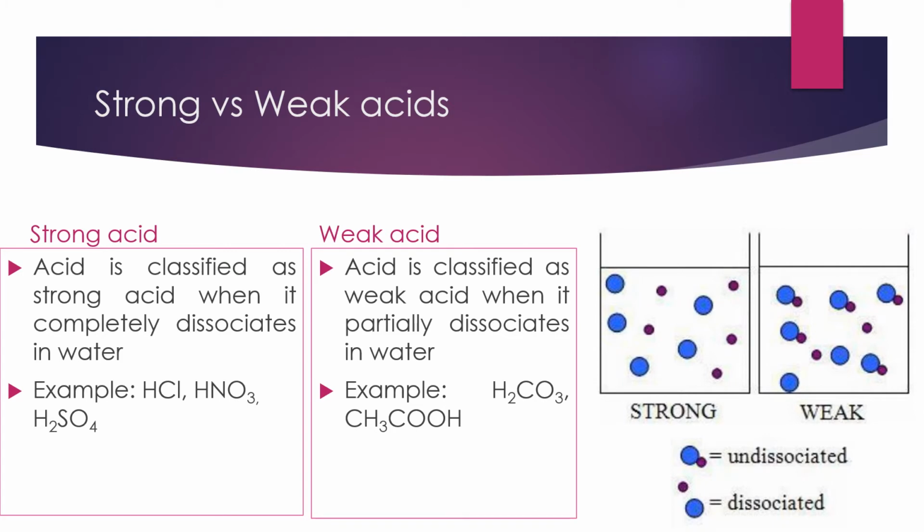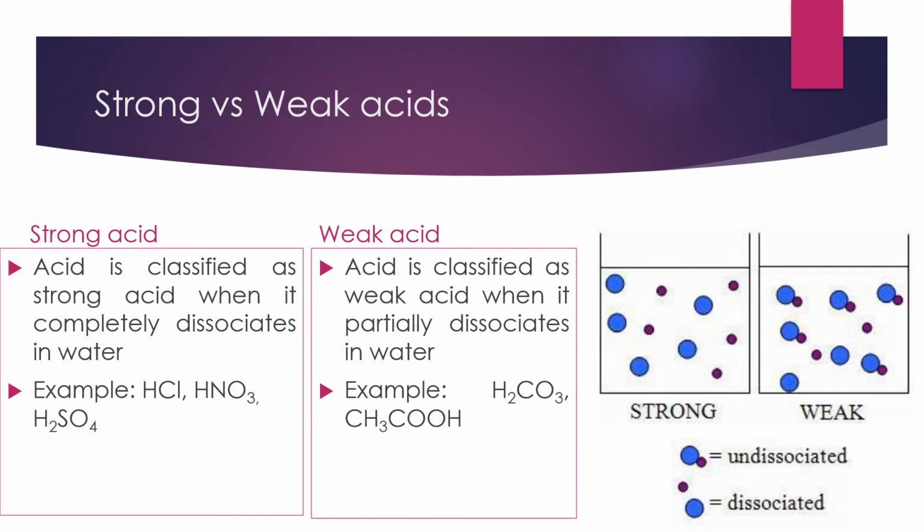Based on strength, acids are classified as strong and weak acids. What are strong acids? Acid is classified as strong acid when it completely dissociates in water. For example, hydrochloric acid HCl, nitric acid HNO3 and sulfuric acid H2SO4, they are termed as strong acids since they undergo complete dissociation and more number of ions will be present in water.